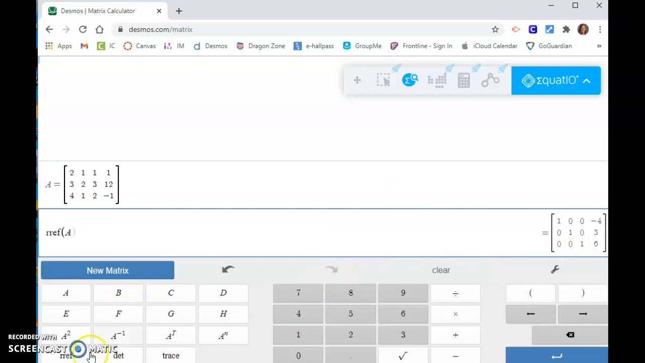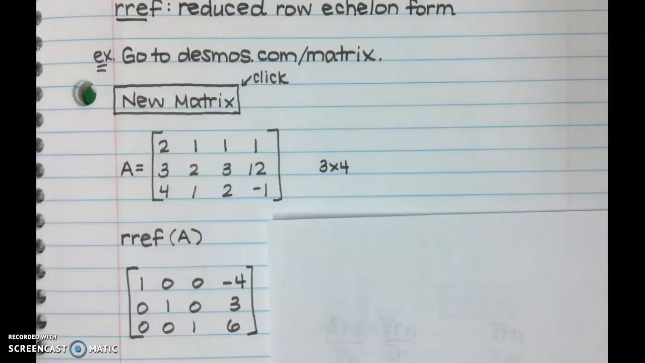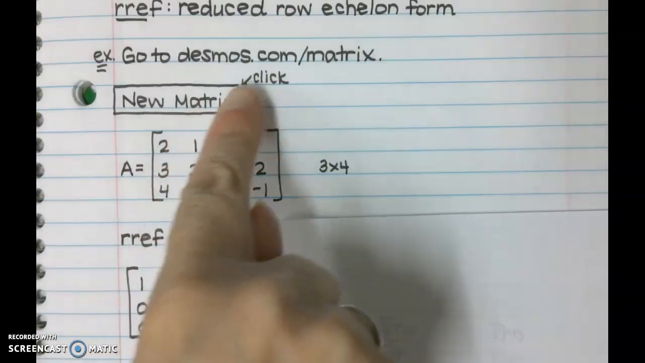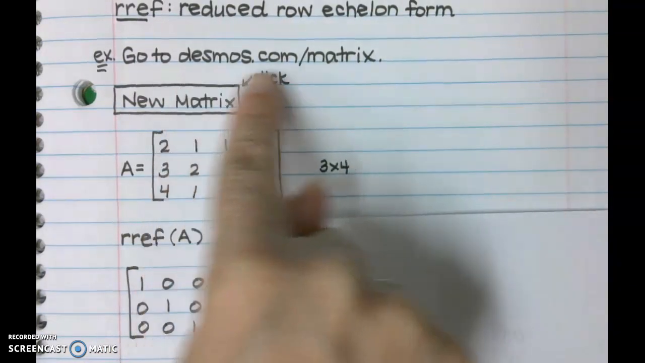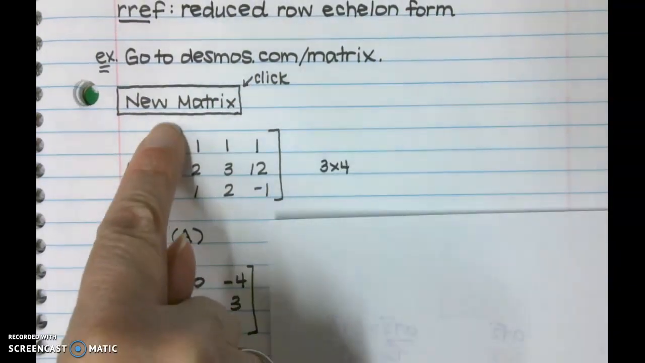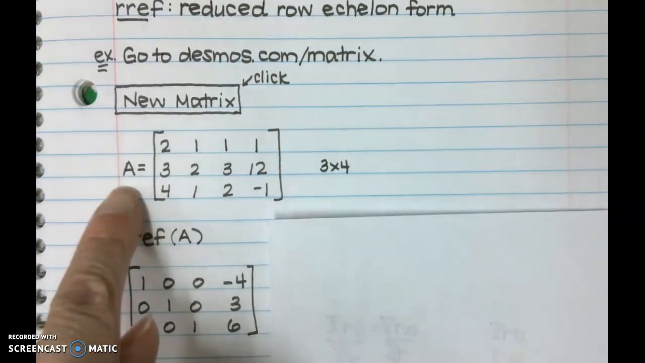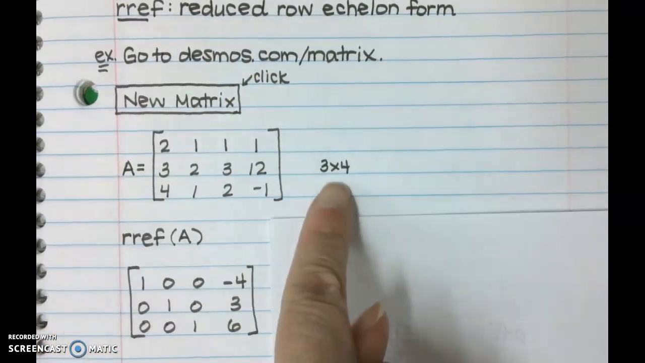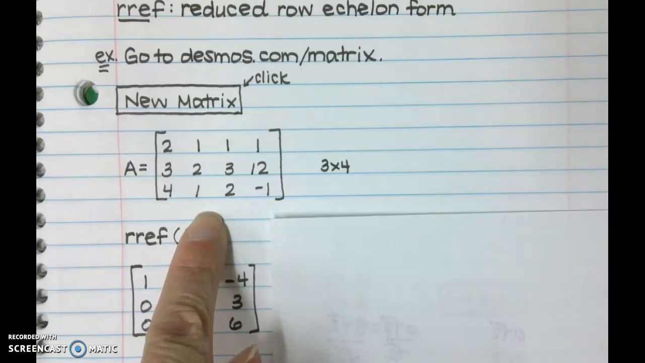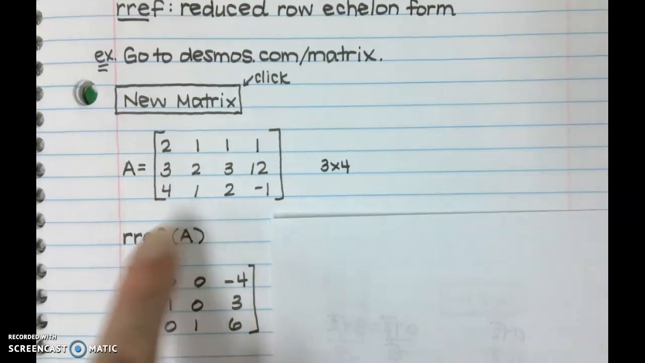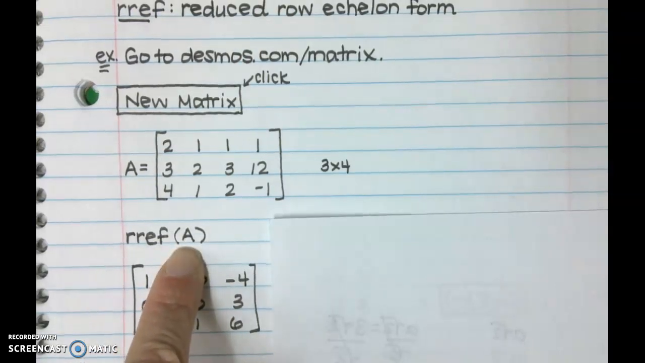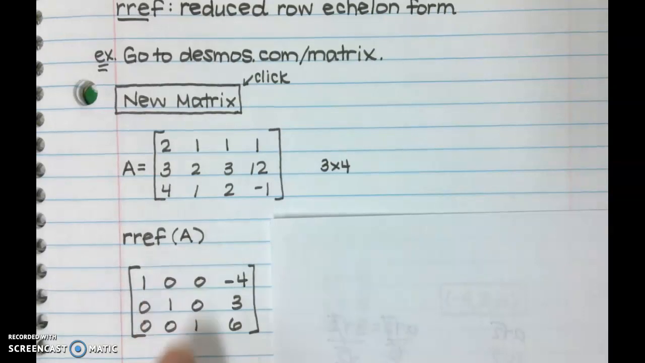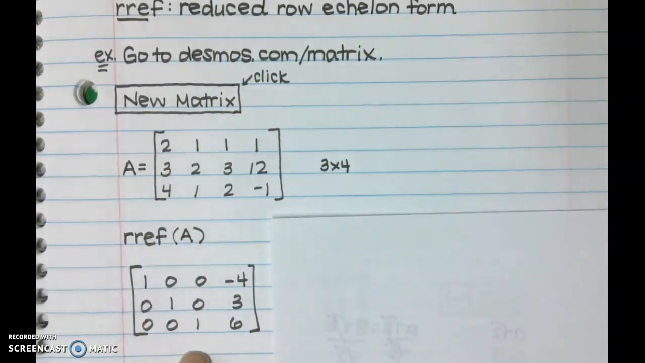I've made some notes to myself here about what we did. We went to Desmos, and under Math Tools we chose the matrix calculator. We could also go directly to this web address. We clicked on New Matrix. We put in the number of rows and columns and entered that original augmented matrix there. Then we used that RREF, which stands for reduced row echelon form, and told it to use the matrix A that we have input. And then off to the right, this is what we saw.